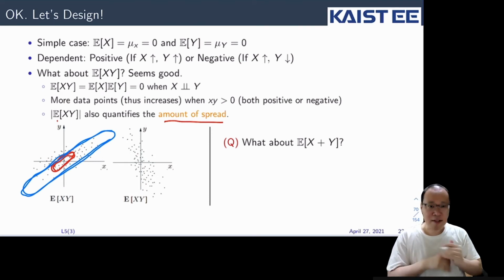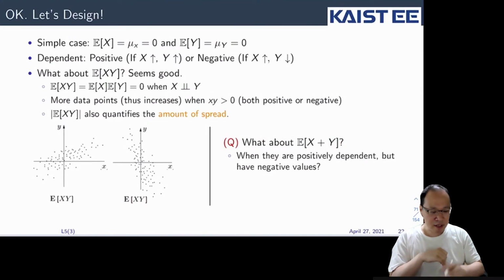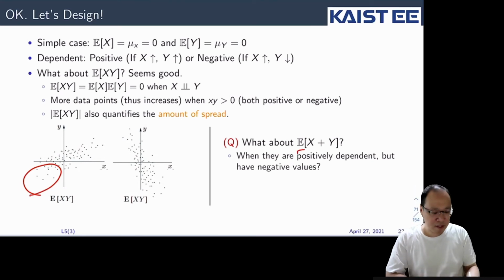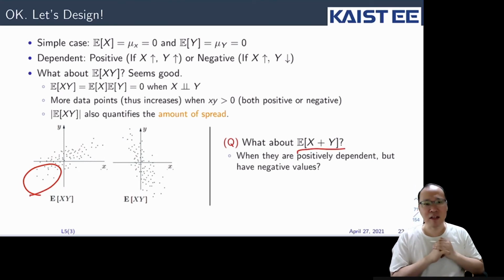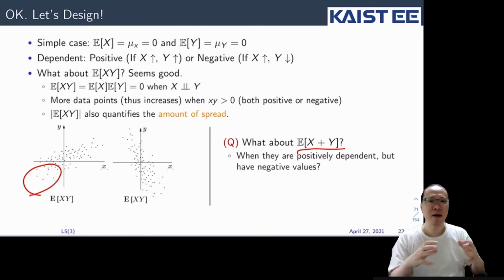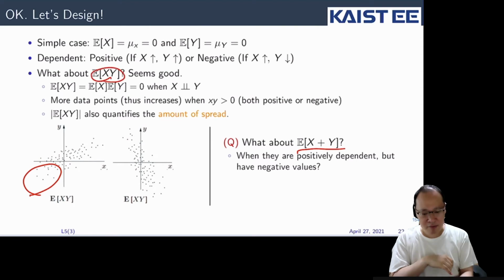Okay. Somebody asked the question: what about the expectation of x plus y? Is this a good metric for our purpose or not? Well, the answer is, it's not that good. When they are positively dependent, but what happens if they have negative values? I'm talking about this case. Then this expectation may have negative values. What we want is that for all kinds of positive dependence, some metric has positive values. We like this expectation of xy.